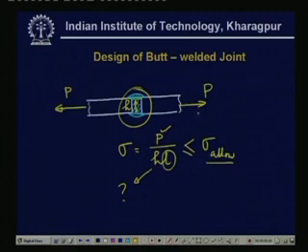Now, this butt joint is taking a longitudinal axial load. Now, suppose it wants to take a transverse load. So here instead we take a transverse load P, then definitely there will be the average shear stress.